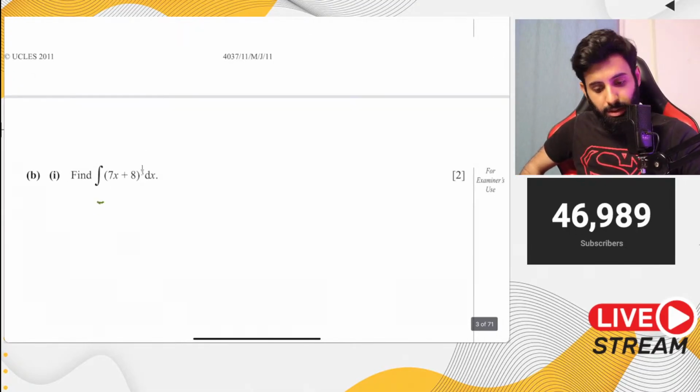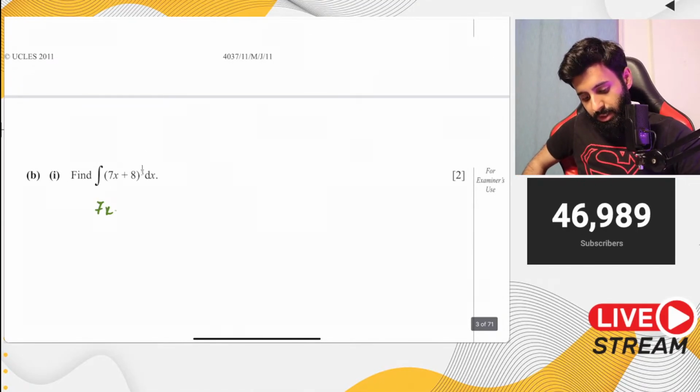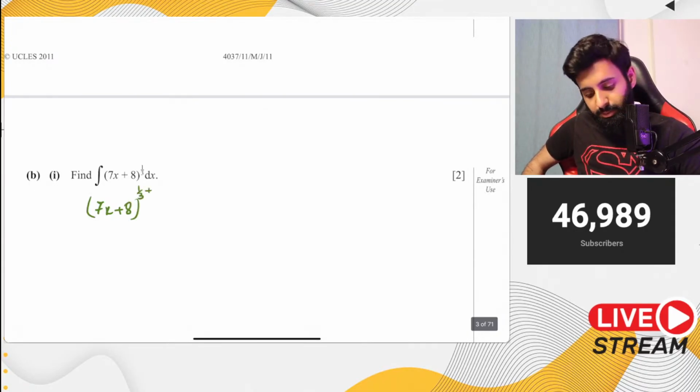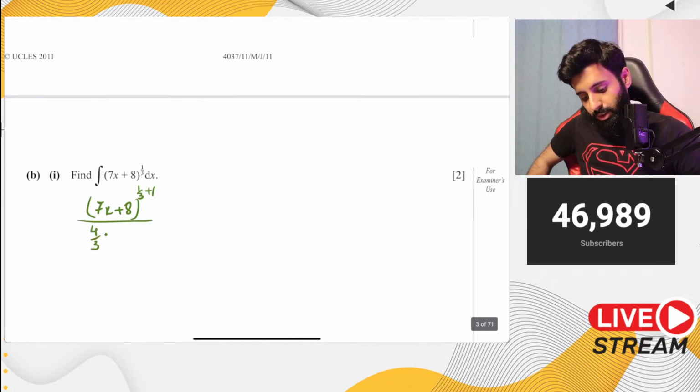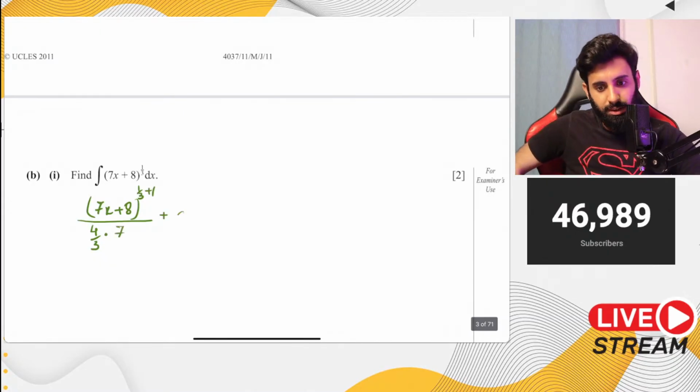So how do you integrate a composite function? 7x plus 8 as it is. You add 1 to the power, 1 upon 3 plus 1. You divide by the new power. Now 1 upon 3 plus 1 is going to be 4 upon 3. And then don't forget that you also have to multiply it by the differential of 7x plus 8, which is going to be 7 in this case.